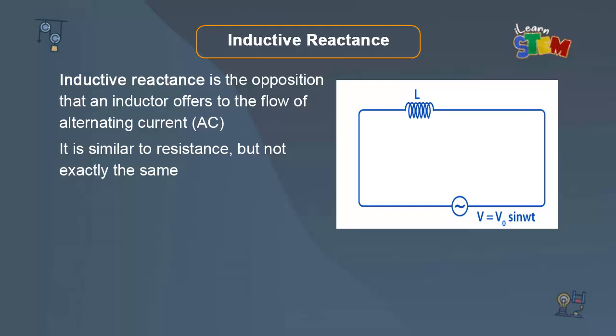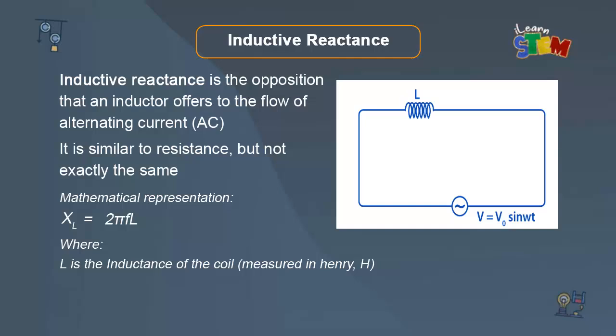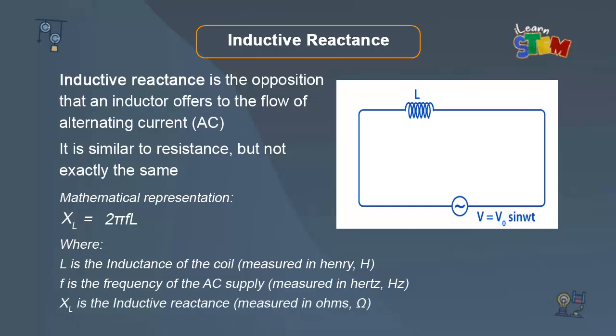It is calculated using this formula. Inductive reactance equals 2 times pi, multiplied by the frequency, multiplied by the inductance. Where L is the inductance in Henry, written as H. f is the frequency of the AC supply, measured in Hertz. And XL is the inductive reactance, measured in ohms.